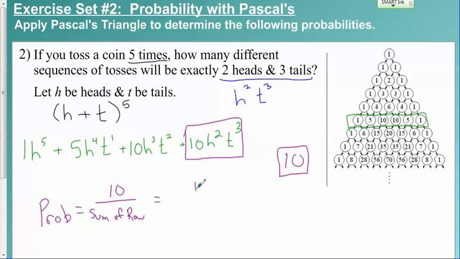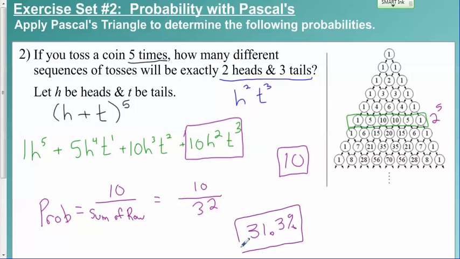Well, the sum of the row, if you want to go ahead and type in 1 plus 5 plus 10 plus 10 plus 5 plus 1 and be that student, then go ahead and be that student. However, remember the shortcut. It's very simple. This would be 2 to the 5th power. So that's going to be 10 divided by 32. And if I type that in my calculator, I'm going to get 31.3%.